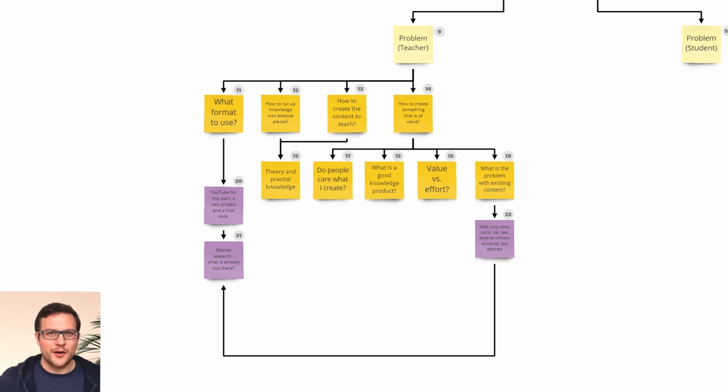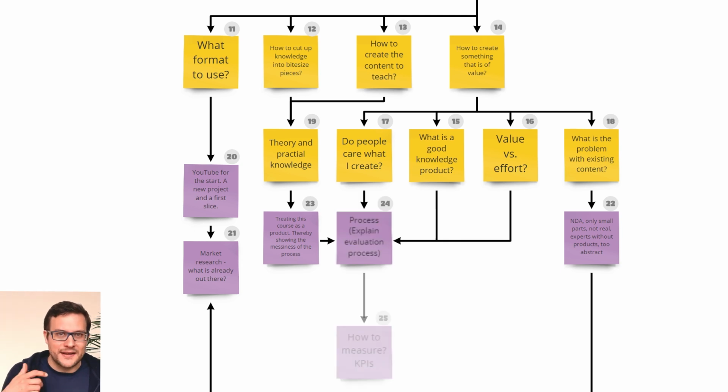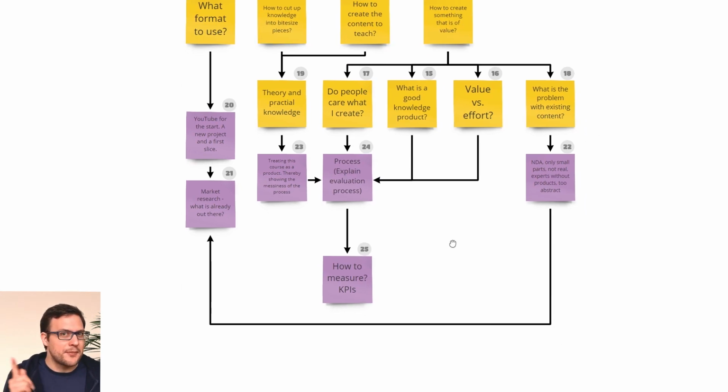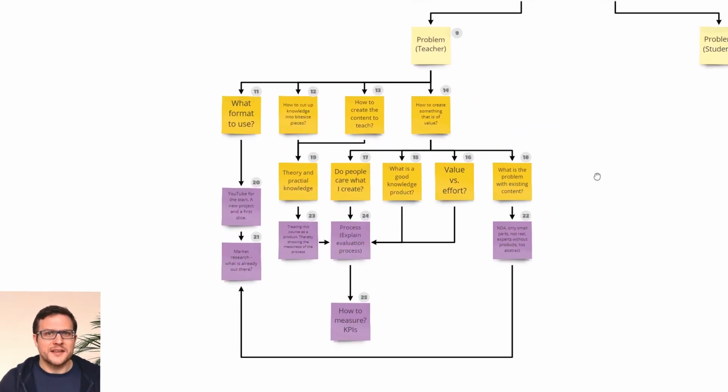And finally, the leftover cards lead to the following. Managing the gap between theoretical and practical knowledge. Well, this is why I'm treating this course as a product, and thereby show the messiness of the whole process. Do people care what is a good product, and how about the value versus effort discussion? All these questions can be answered by the process and by defining key performance indicators, aka KPIs. So we now have the following things to look into alone from the teacher's point of view: market research about the format and the problems with the existing content.